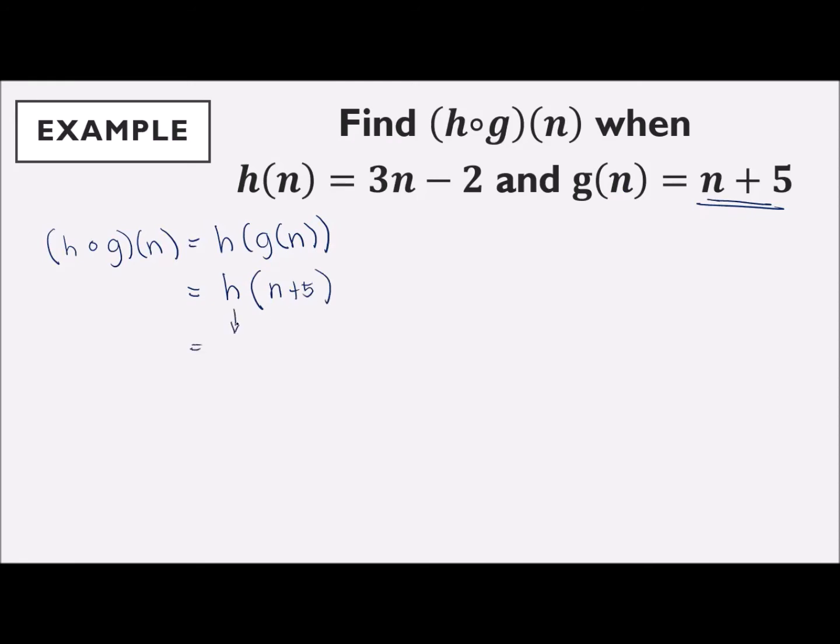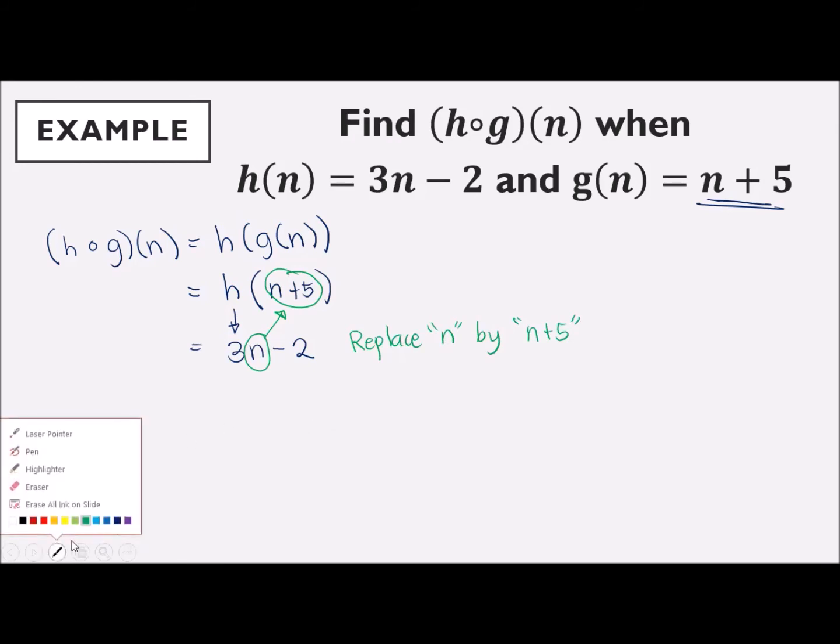And then, si h, ano ba siya? So, siya si 3n minus 2. So, ulit, palitan ko ulit yung color. Yung n natin dito, papalitan natin ng n plus 5. So, replace n by n plus 5. Kasi yun yung hinihingi dito sa problem na to. So, ang mangyayari, bring down 3, and then n, yun lang naman ang papalitan, magiging n plus 5, and then minus 2. And then simplify.